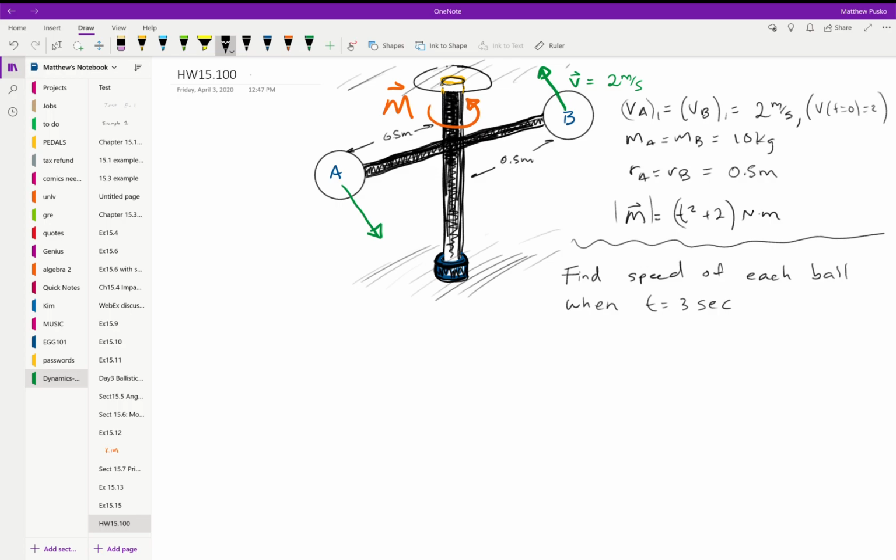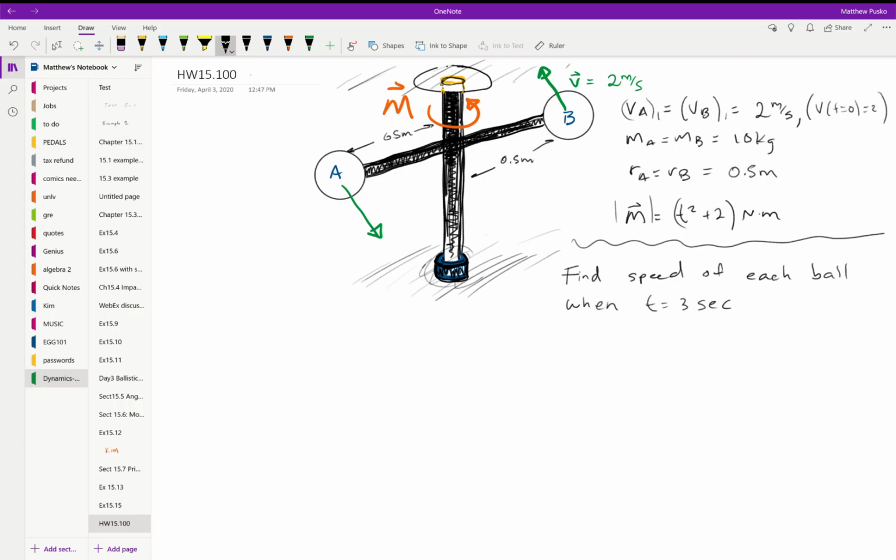We're going to work homework 15.100. I honestly didn't look if I assigned it to you. I just thought it was interesting. So we have this system, and it's sitting on some bearings attached to the ceiling and attached to the ground, and it's allowed to spin freely.